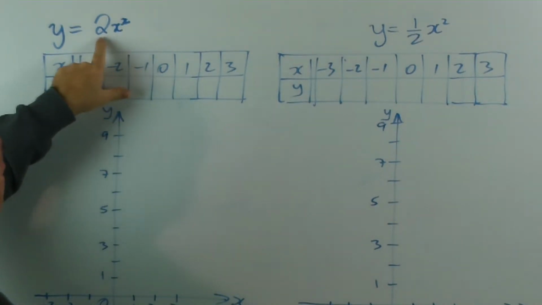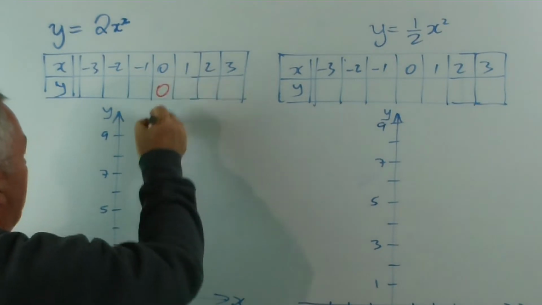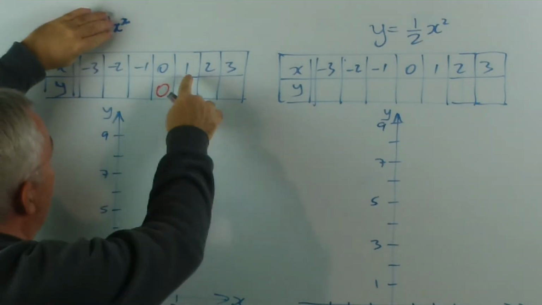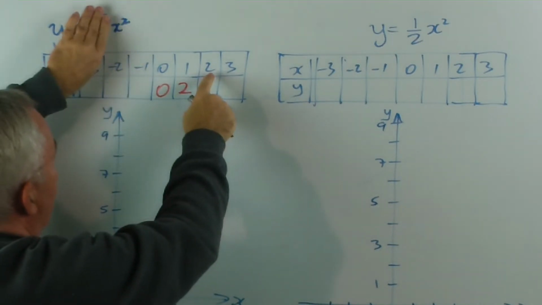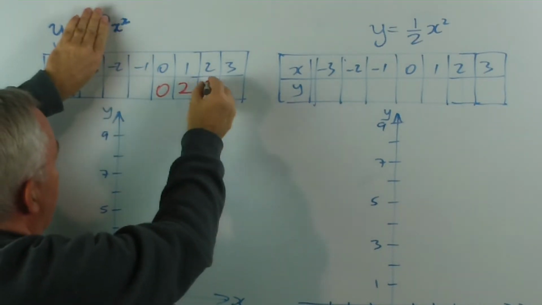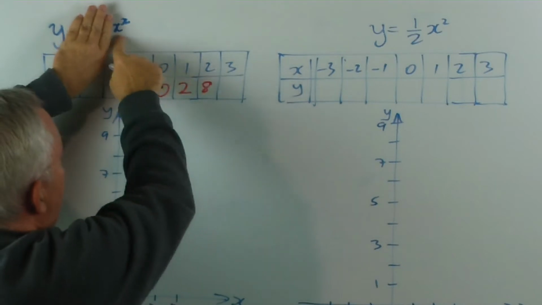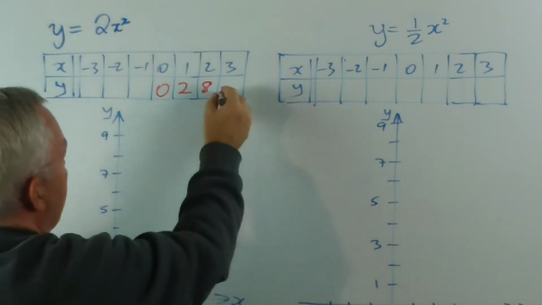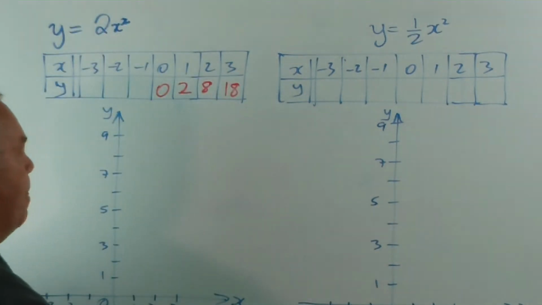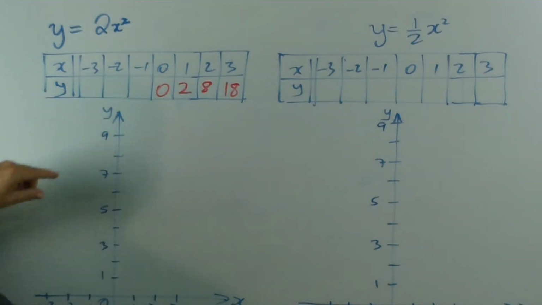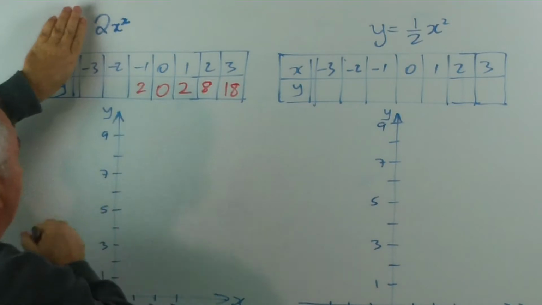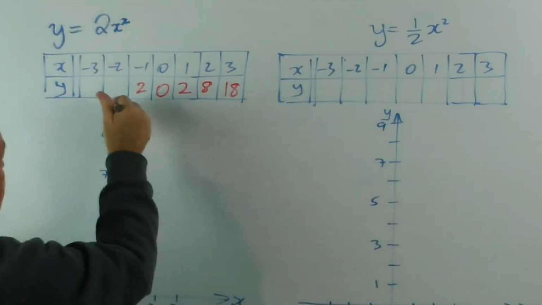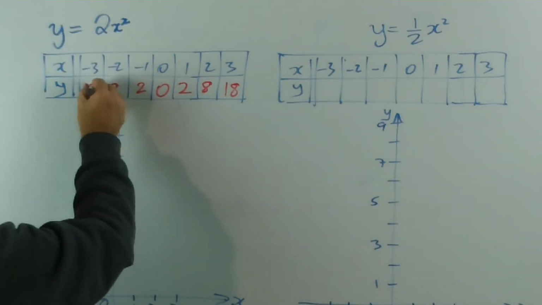If we substitute 0, we get 2 times 0 squared, which is 0. Now, 1 squared is 1, double it is 2. 2 squared is 4, double it is 8. 3 squared is 9, and twice 9 is 18. If we go into the negatives, minus 1 squared is plus 1, double it, plus 2. And you can see this same pattern will extend backwards.